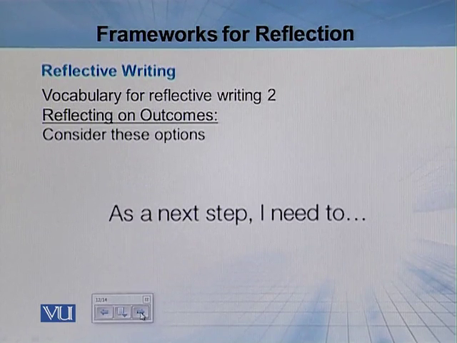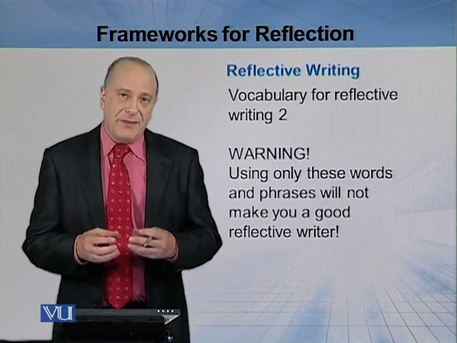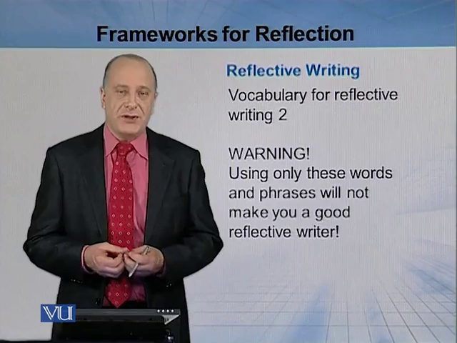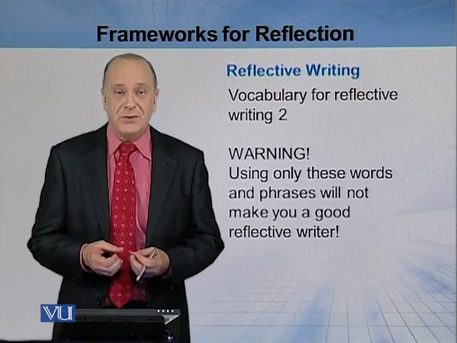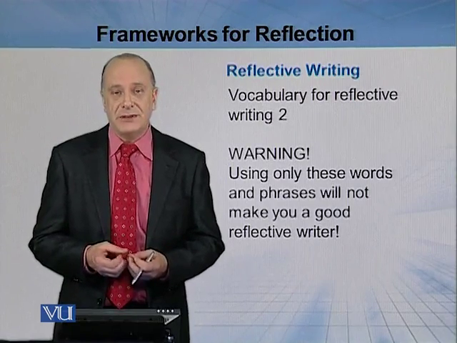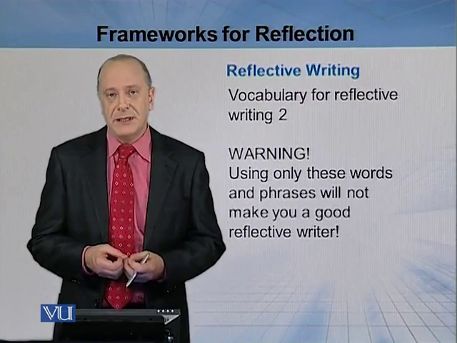And then looking forward, thinking about the language structures, the sentences that you can write in a journal whilst reflecting on outcomes. You can say something as simple as, well, as a next step, I need to do X, Y, and Z. So there are very useful structures that we can use in a journal, in a piece of reflective writing.